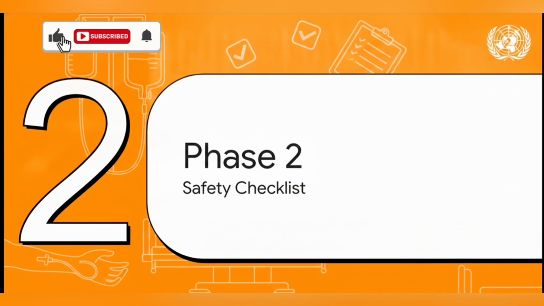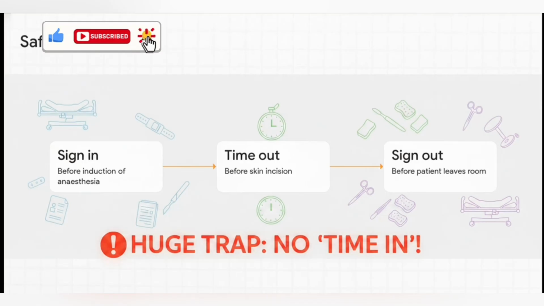Moving right along to Phase 2, the surgical safety checklist and blood loss. Okay, consent हो गया, IV लग गई. Now the patient is actually being transferred to the OT. Enter the WHO's surgical safety checklist. This checklist has 3 strictly chronological phases.